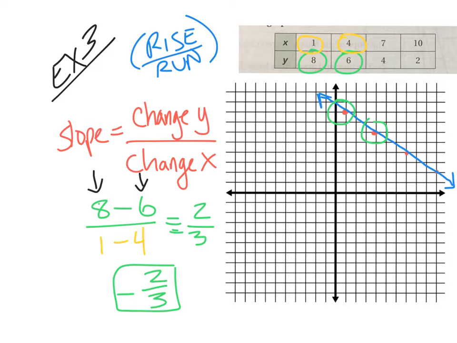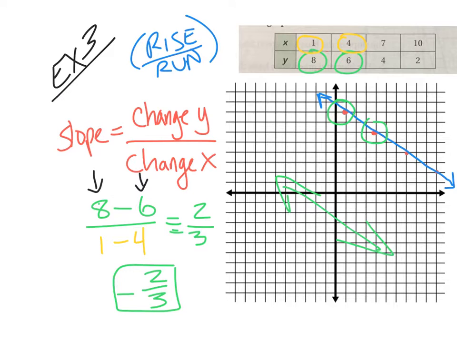Which makes sense, because which direction is this line going? It's going down, right? Yeah. So it's a negative slope. So negative 2/3 makes sense. Any questions on how we got the slope here?